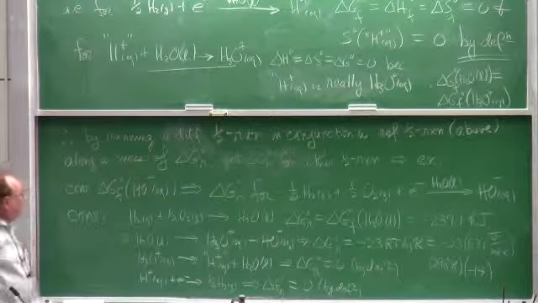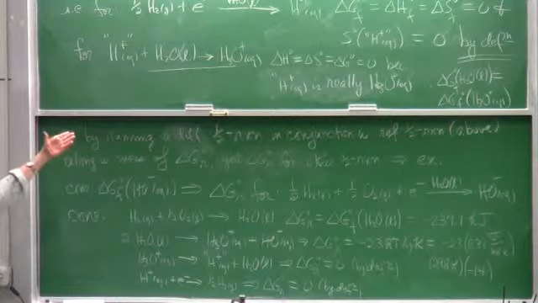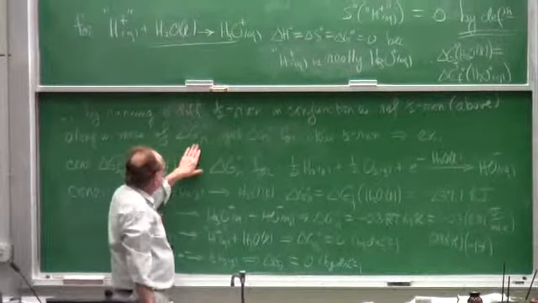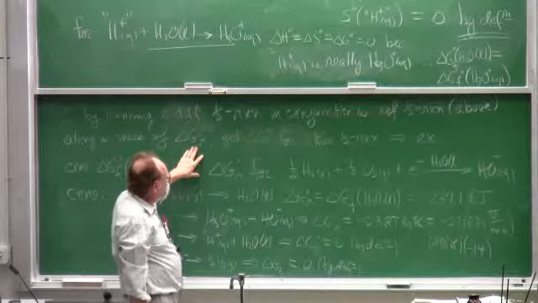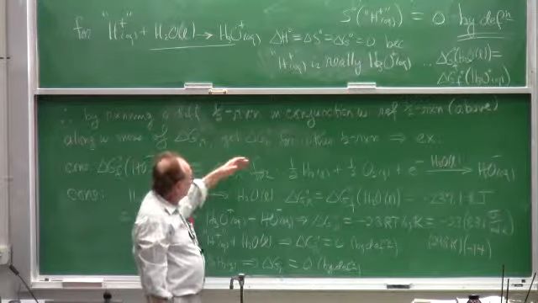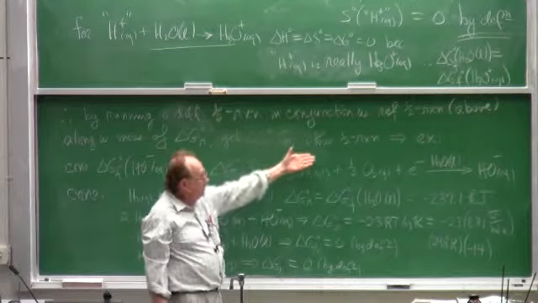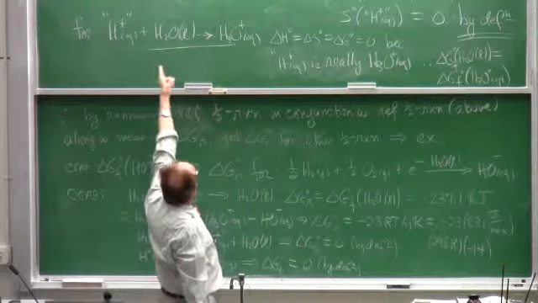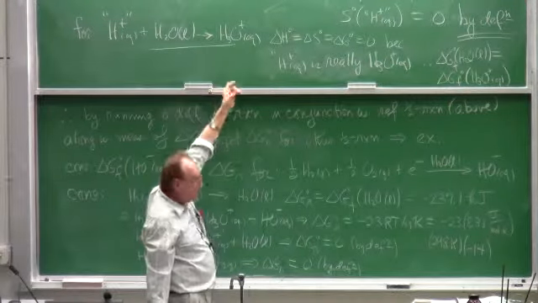So, as we said, by running a different half reaction in conjunction with this, a reference half reaction, we can get delta G0R for the total reaction, which gives a delta G0R for the other half reaction, because by definition, delta G0R for that part of the puzzle is 0.